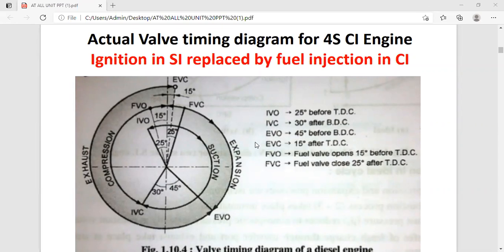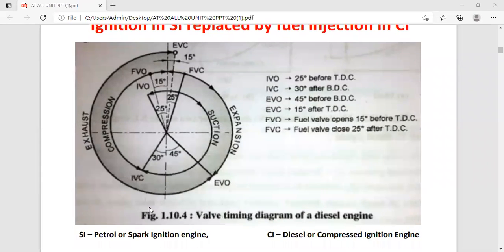So we are seeing over here that the fuel valve closes a few degrees after the TDC, as we have shown over here. So the valve timing has to be adjusted upon the type of engine, meaning low speed engine and high speed engine. In this diagram, you can see inlet valve opening and inlet valve closing, during which we have shown the suction stroke. And 30 degrees after the valve closing, the compression stroke takes place.